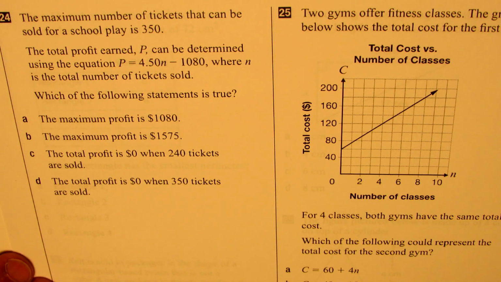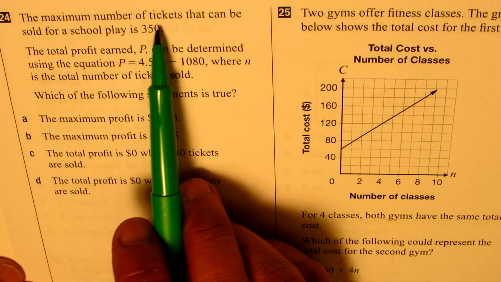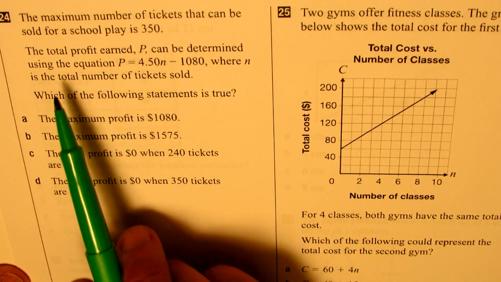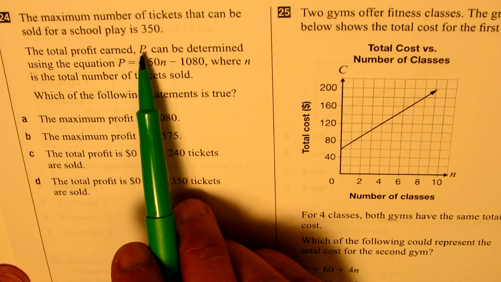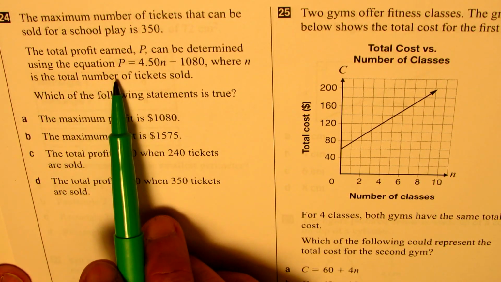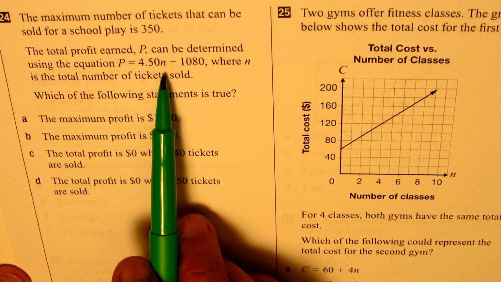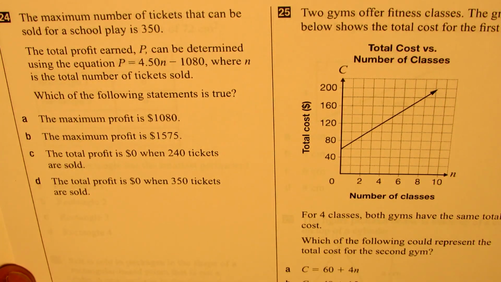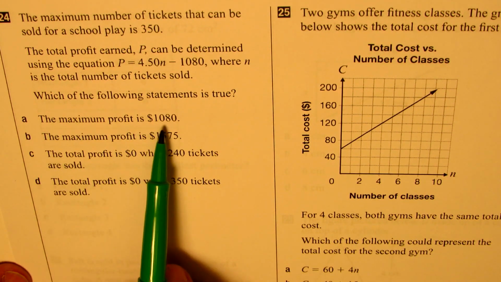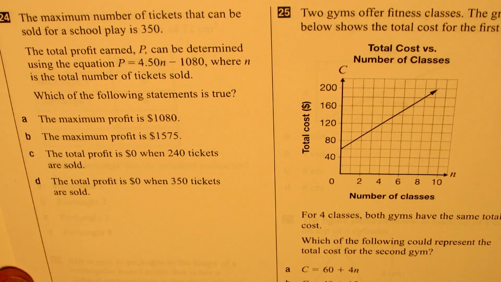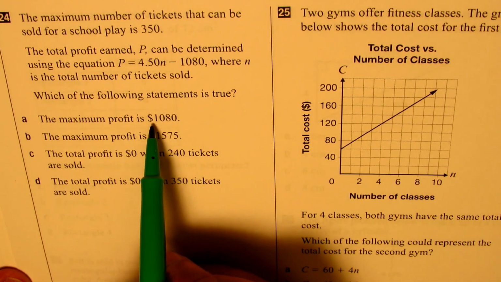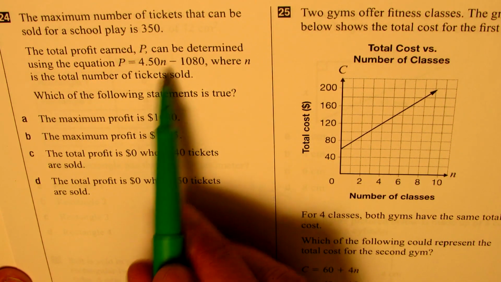Next question here, question number 24. The maximum number of tickets that can be sold for the school play is 350. The total profit earned, P, can be determined using the equation P equals 4.50n minus 1080, where n is the total number of tickets sold. Which of the following statements is true? First, the maximum profit is 1020. Well, that is not the case, right? The maximum profit cannot be 1020. This is a negative value, by the way.